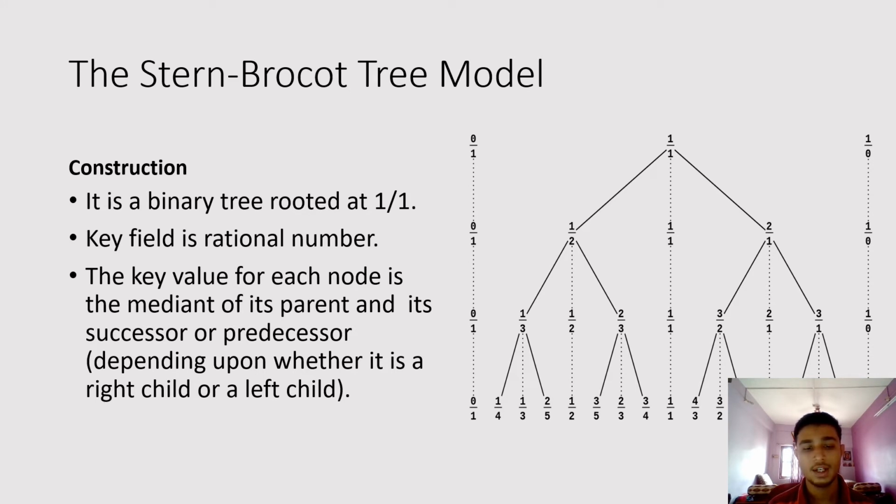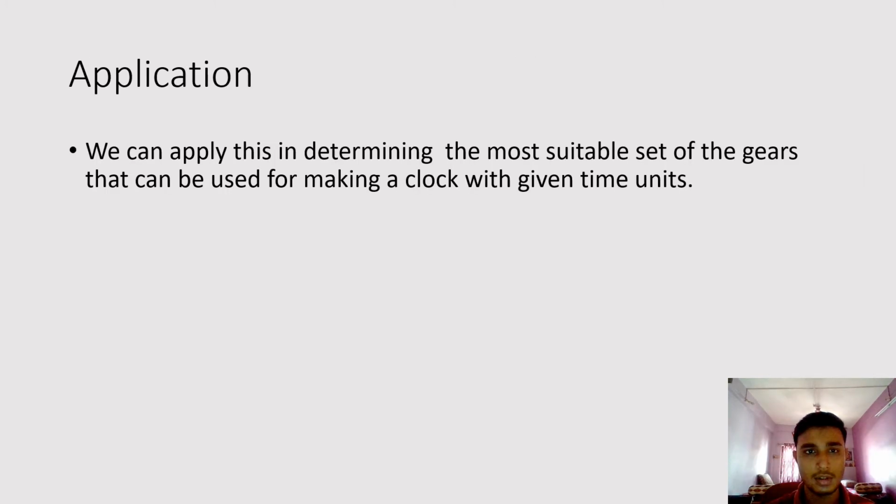See, for example, here this node, the key value is 1 by 3, which is the median value of its parent and its predecessor. If it is a right child, then its value is determined by taking the median of its parent and its successor. That's all about the Stern-Brocot tree.